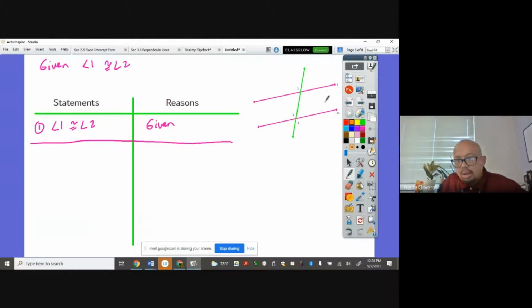Again, we know that angle 1 and 2 are congruent. If they're congruent, what else do we know? What do we know about 2 and 3 here? We know that angle 2 and angle 3 are what? They're vertical angles. They're congruent because of the vertical angle theorem.